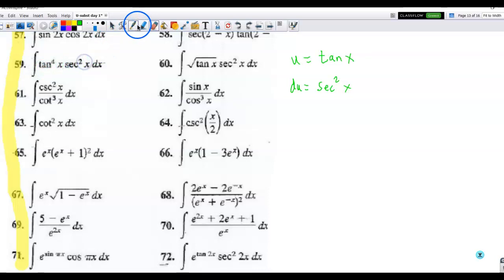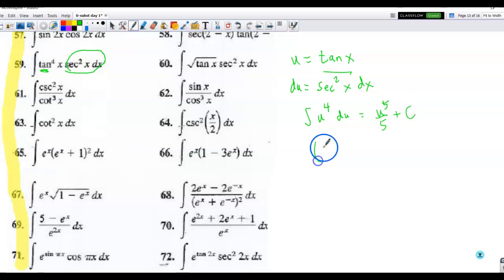Let me erase some of this stuff over here. So let's start replacing. In place of tangent, I'm going to substitute the u. That's going to be to the 4th power. In place of secant squared x dx, in fact, I forgot my dx, I'm going to replace it with the du. I'm going to increase the power by 1 and divide by the power, plus c. I'm going to substitute tangent x, so that gives me tangent x to the 5th power over 5 plus c. Okay, let's go on to number, where are we? That was 59.